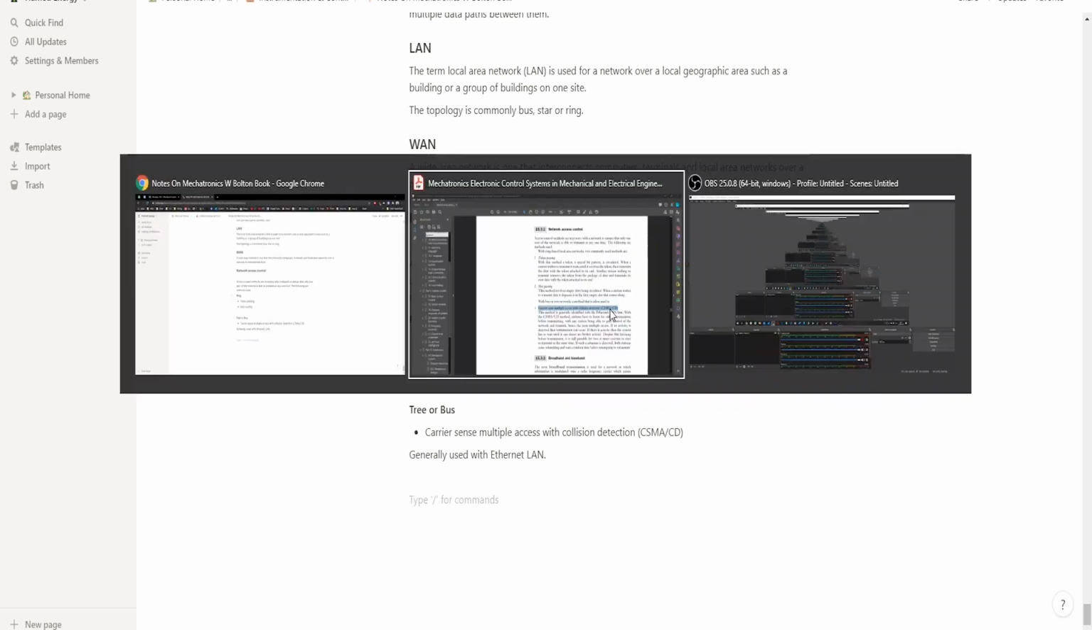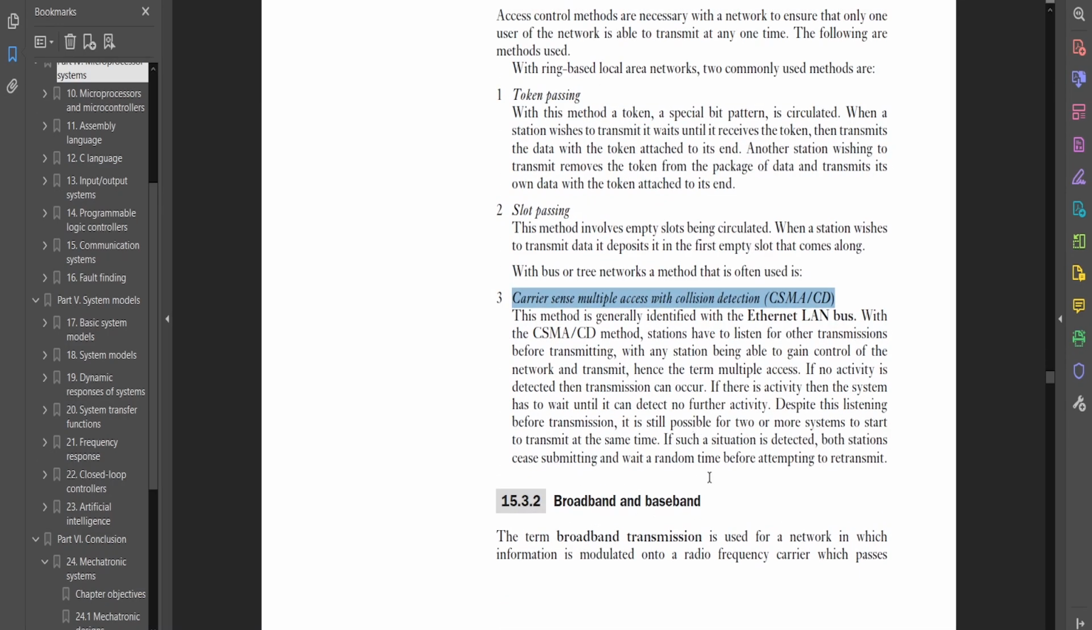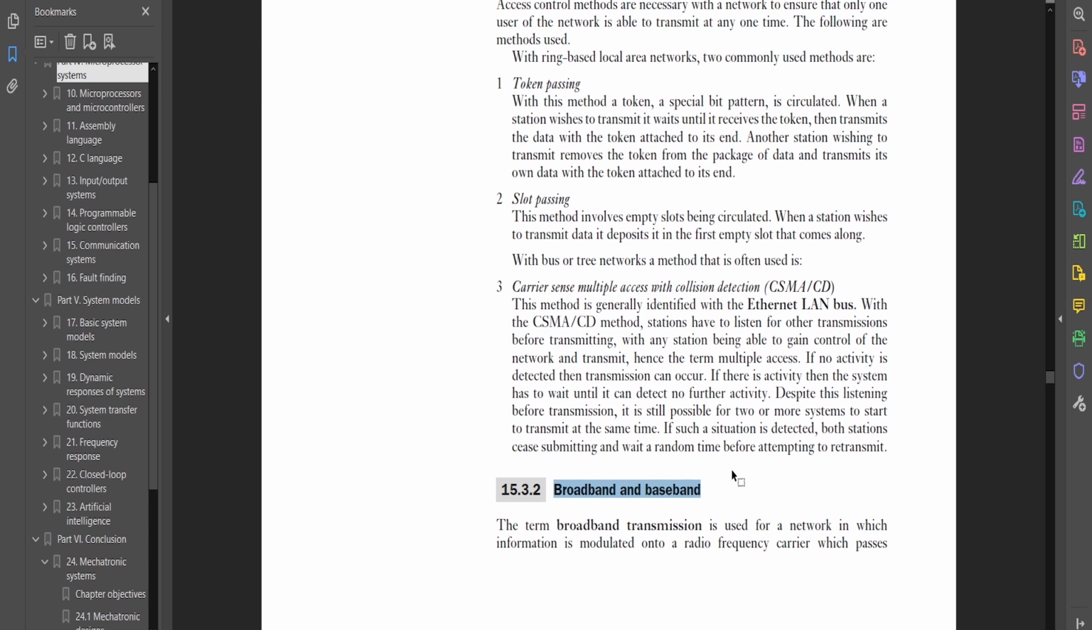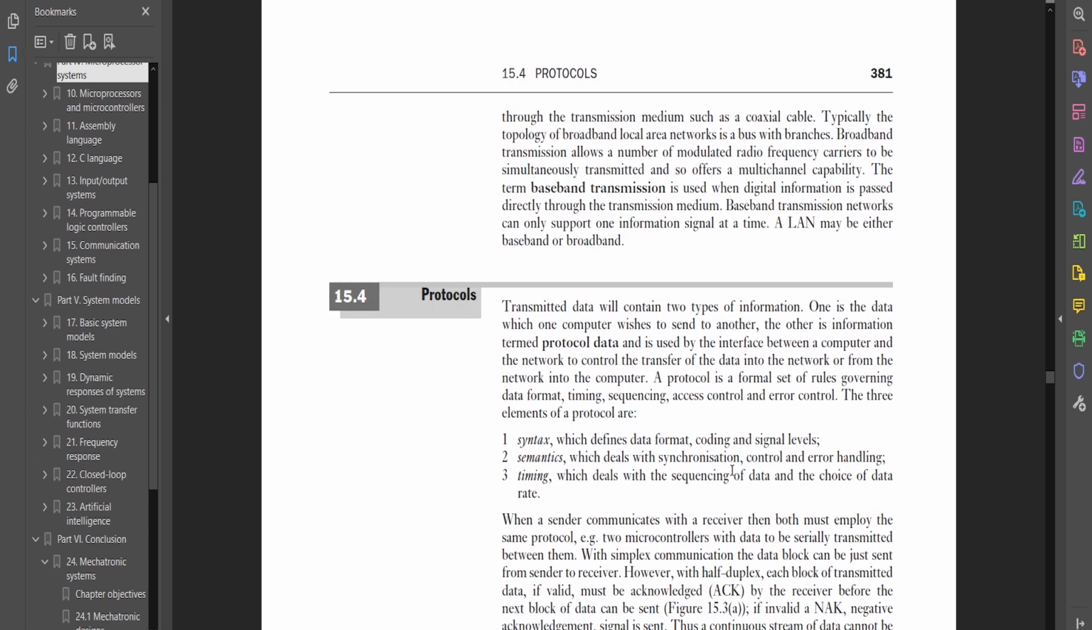Alright. So broadband and baseband. The term broadband transmission is used for a network in which information is modulated onto a radio frequency carrier which passes through the transmission medium such as a coaxial cable. Typically, the topology of broadband local area networks is a bus with branches. Broadband transmission allows a number of modulated radio frequency carriers to be simultaneously transmitted and so offers a multi-channel capability. The term baseband transmission is used when digital information is passed.